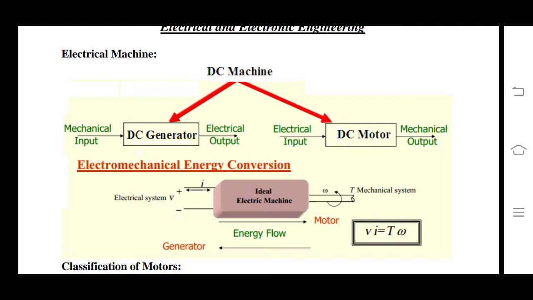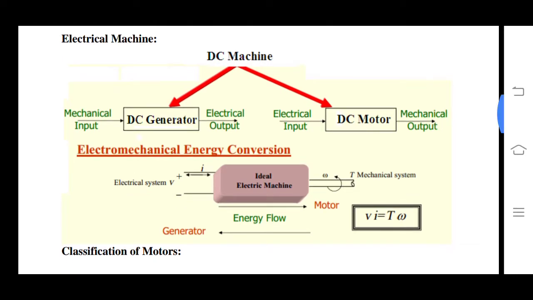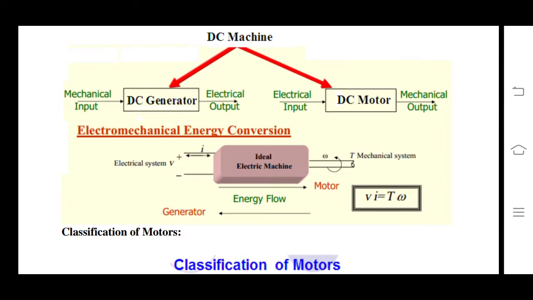According to Einstein, energy cannot be created and cannot be destroyed. It can be converted from one form to another form. So here also, a generator and motor can convert the energy from one form to another form. Here only conversion is taking place. So it may be electromechanical energy conversion or mechanical to electrical energy conversion.